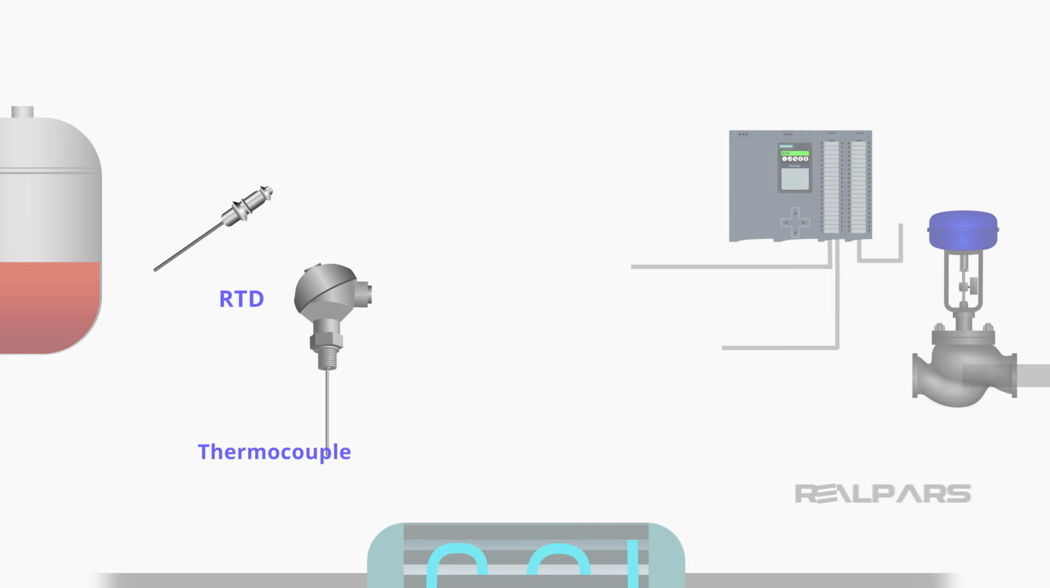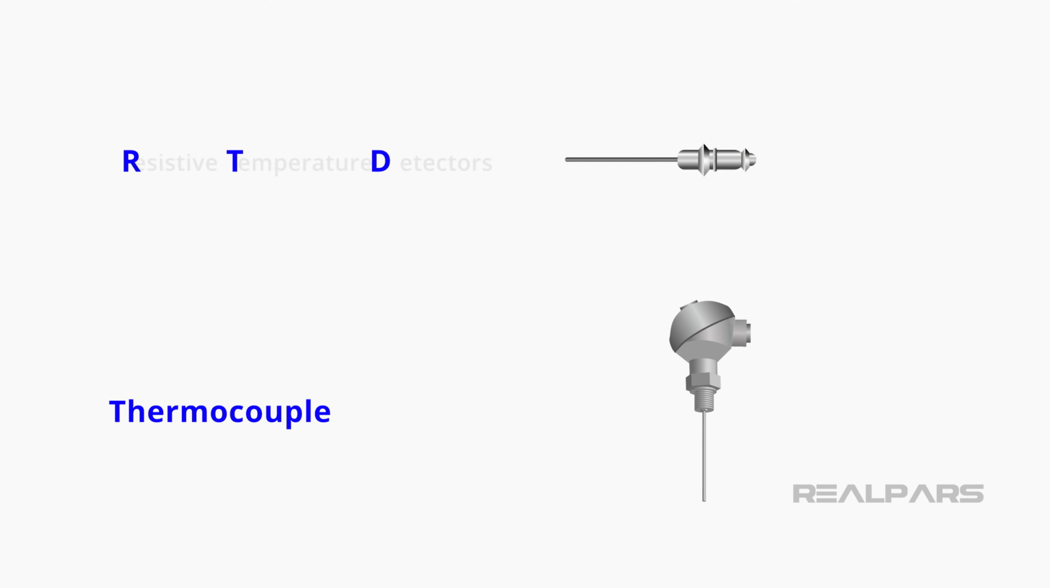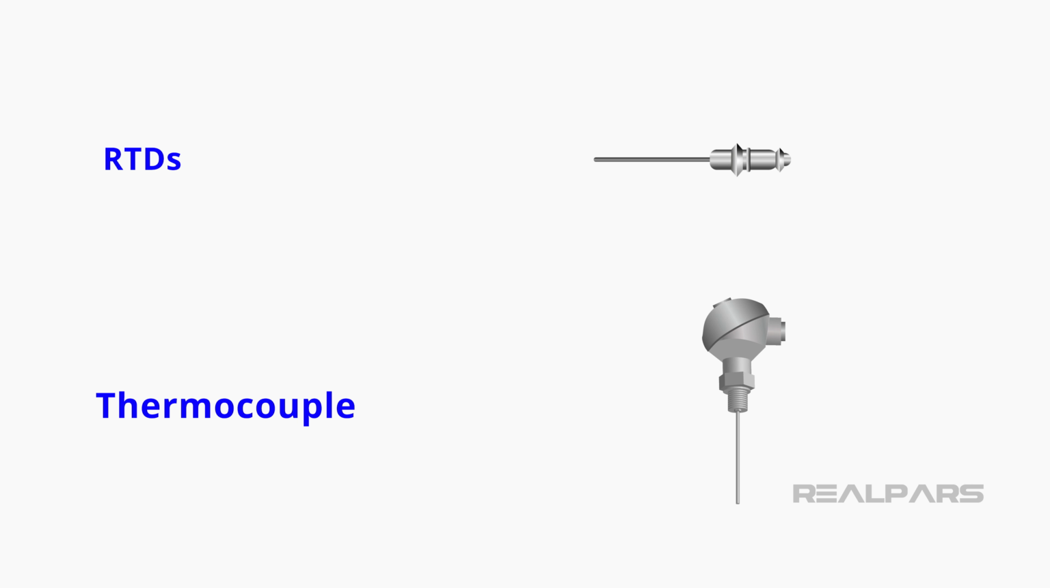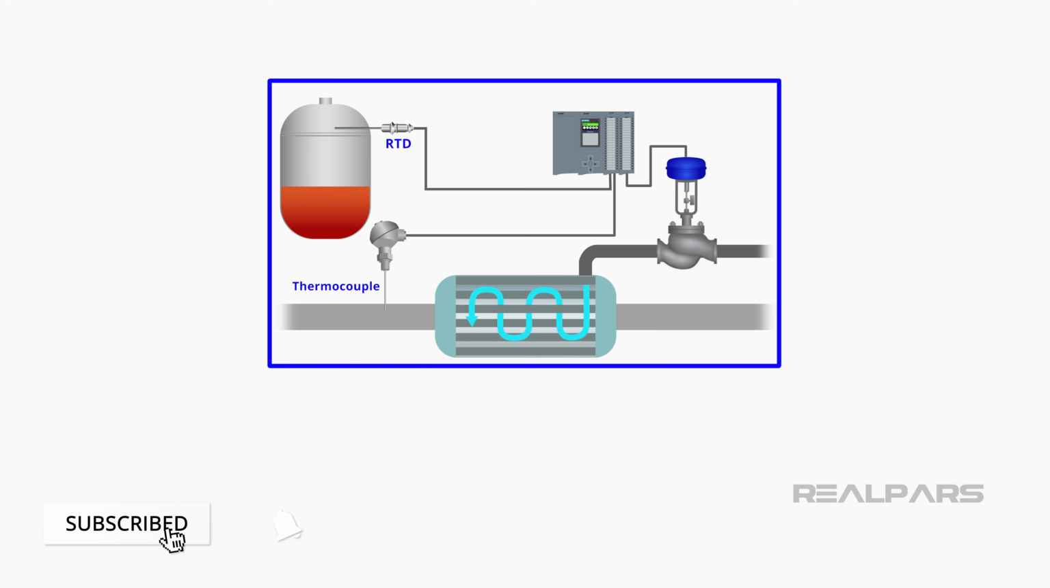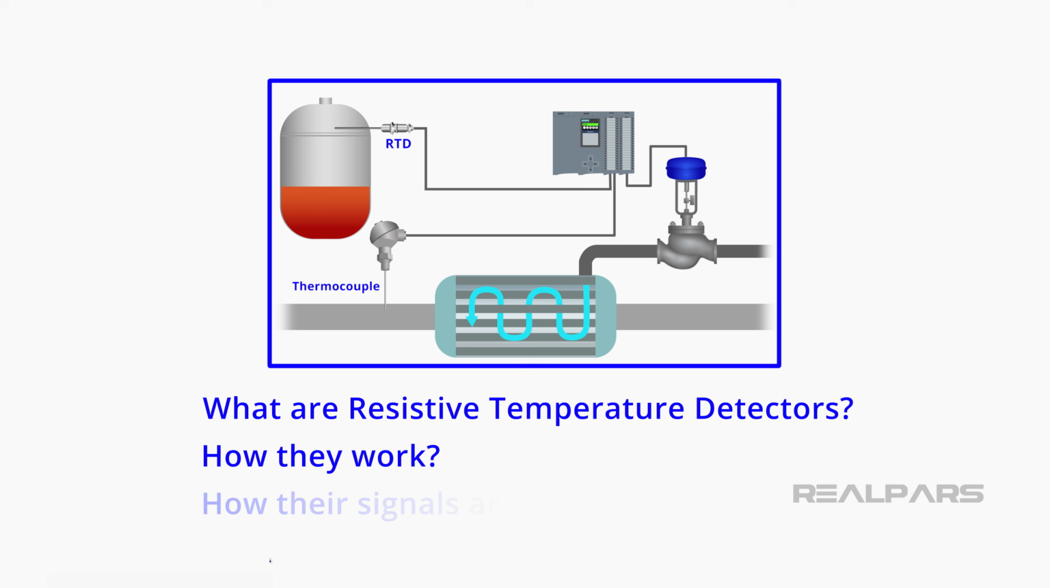Temperature measurement in machines and other industrial processes is one of the key control variables used to guarantee the quality of products manufactured in different segments of the industry. Currently, the two most used methods for electronic temperature measurement are applied through thermoelements, resistive temperature detectors, or RTDs, and thermocouples. In this video, we will cover what resistive temperature detectors, commonly known as RTDs, are, how they work, and how their signal is transmitted.